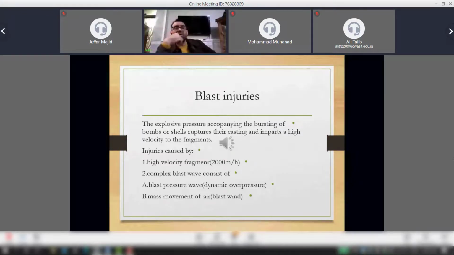Blast injury is explosive pressure accompanied by bursting bomb or shell rupture, their casting and imparts a high velocity to the fragment.